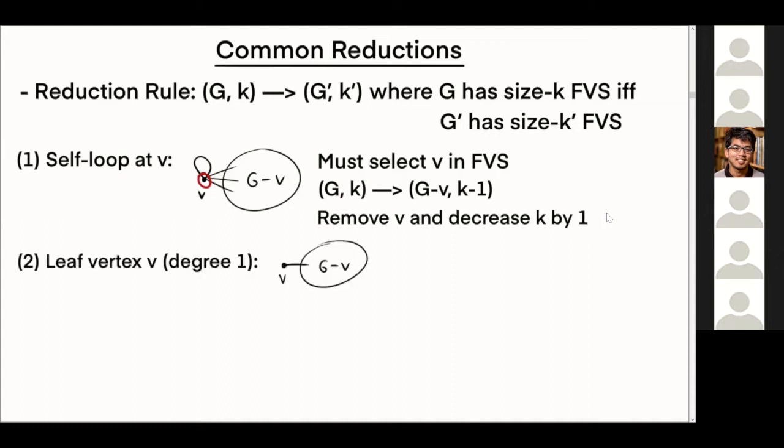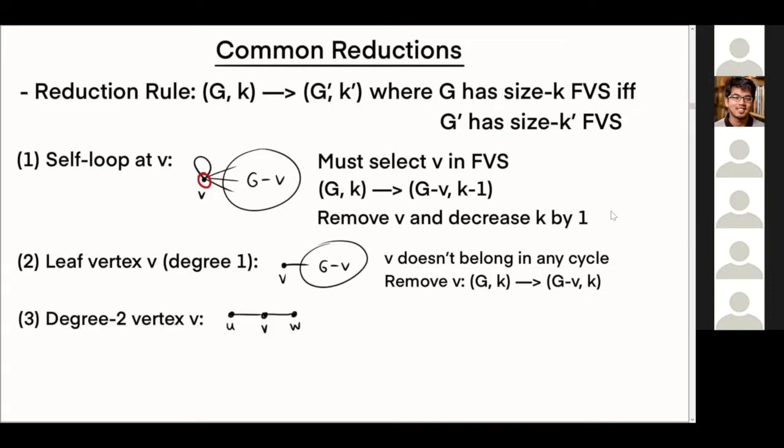The second reduction rule is, suppose G has a leaf vertex v, a vertex of degree 1. In this case, I claim that v cannot belong to any cycle, because if v belongs to a cycle, it must have degree at least 2, one neighbor from each direction of the cycle. So we can just greedily remove v and not add it into the Feedback Vertex Set. So we just remove v and go from (G, k) to (G - v, k).